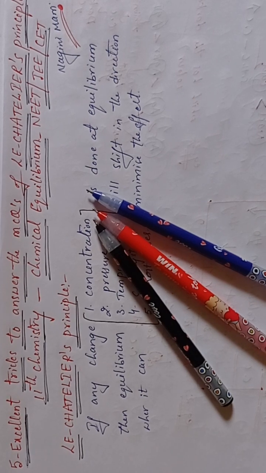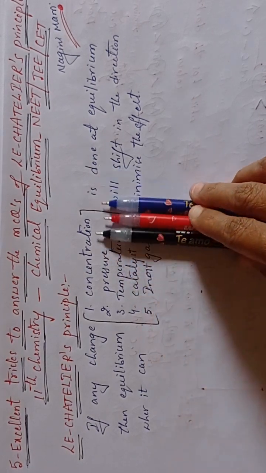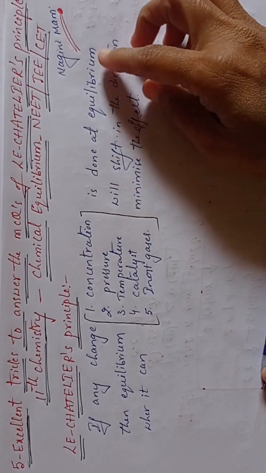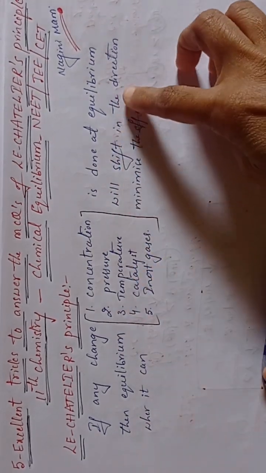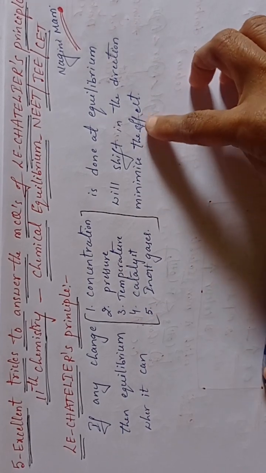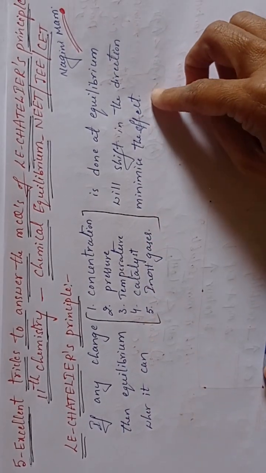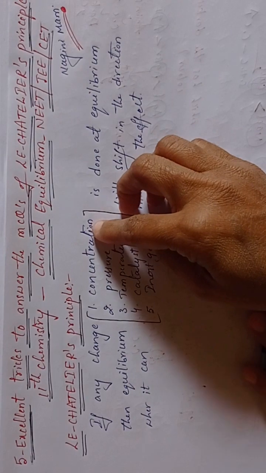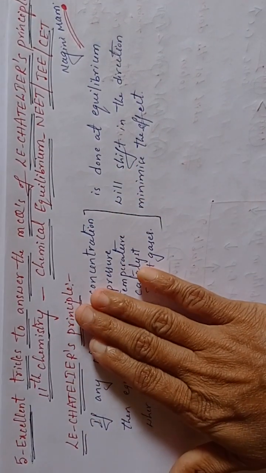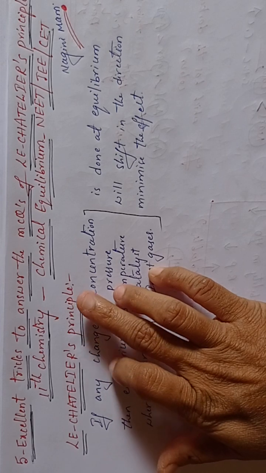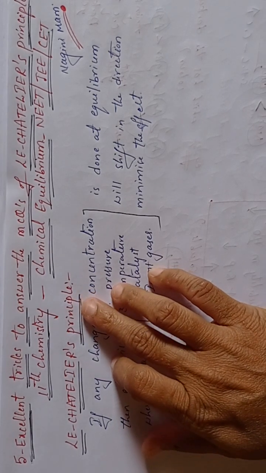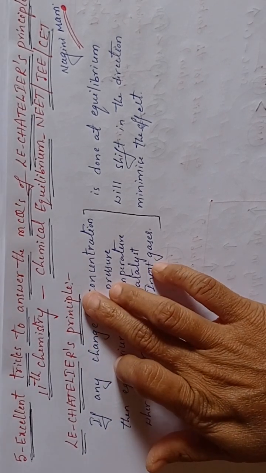So here, what is the Le Chatelier principle? If any change is done at the equilibrium state, then the equilibrium will shift in the direction where it can minimize the effect. So what type of changes? Le Chatelier principle is applicable only for reversible reactions. Are you following? It is applicable only for reversible reactions.